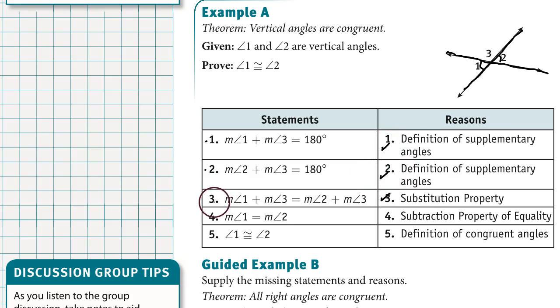For our third statement, let's try to logically conclude something based upon the 2 statements we just wrote down. Notice that we have 2 angles adding up and equaling 180. And in the second statement, we have 2 angles that add up and equal 180. Because they both equal 180, we can logically conclude that this is equal to that. In algebra class, that is called substitution, where in place of the 180, we're substituting this thing here, which is equal to the 180. That creates the third statement.